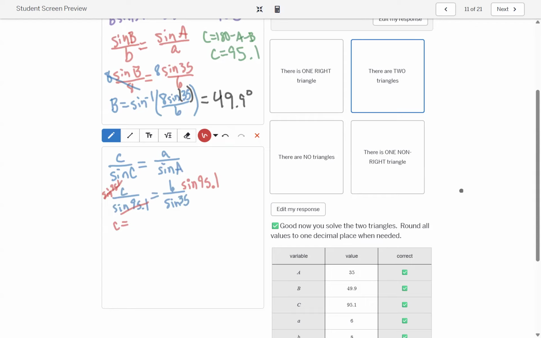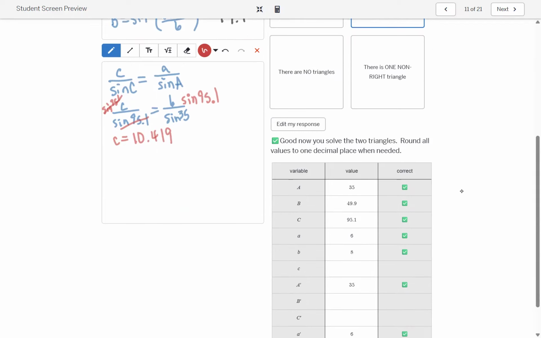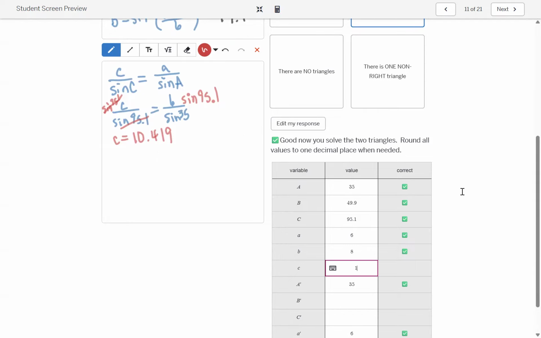So 6 sine 95.1 close divided by sine 35 close. So 10.419, but we rounded to one decimal place, so 10.4. But biggest angle, 95.1, biggest side, 10.4. Those are a pair. So yes, this is following my size of the angle, size of the sides.